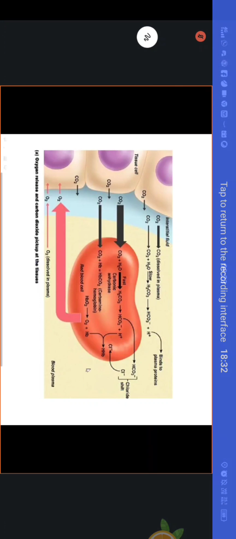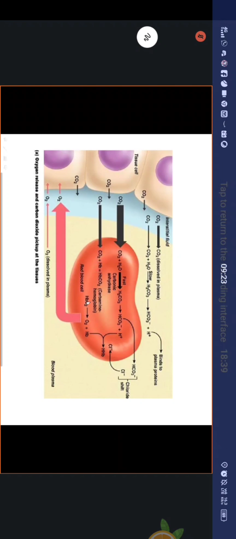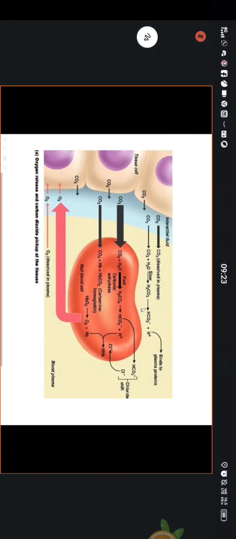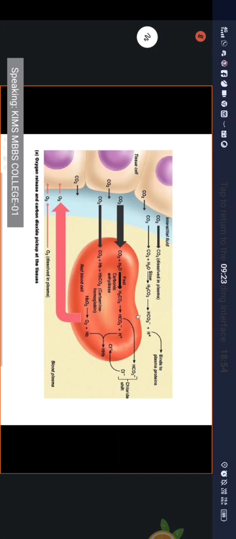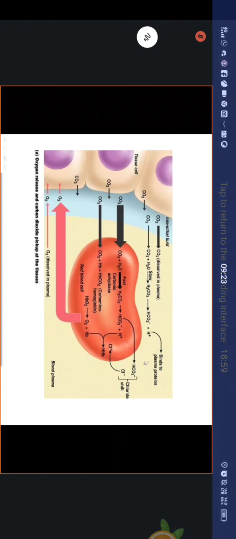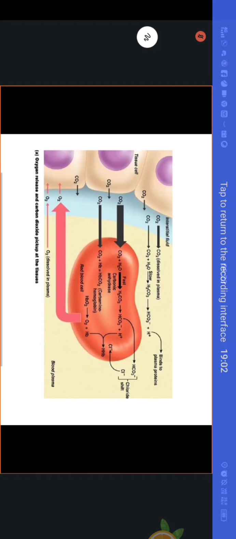So as I told earlier, here carbon dioxide can combine with the amino group of hemoglobin and form carbamino hemoglobin, or it can enter the plasma in dissolved form. Some of the carbon dioxide entering the plasma can combine with water forming bicarbonate and liberate H plus and HCO3 minus. Then it can combine with plasma proteins also. So either way, carbamino compounds are transported to the lungs, either in plasma or in RBC.